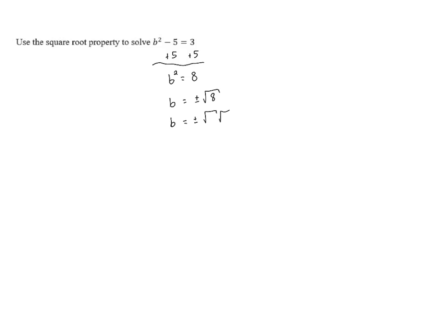The square root of 8 is the same as the square root of 4 times the square root of 2. And once we have that square root of 4, we can evaluate that. The square root of 4 is 2. And so here we have b equals plus or minus 2 root 2. And this is our final simplified answer.